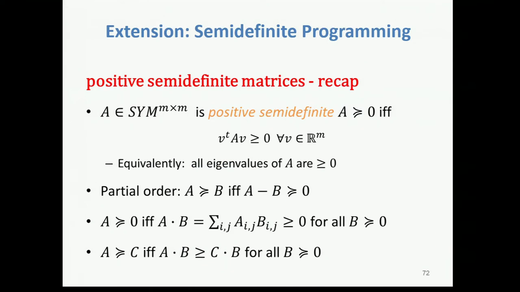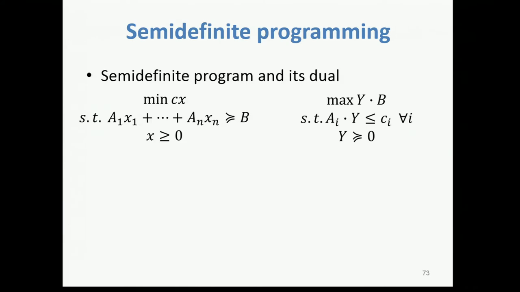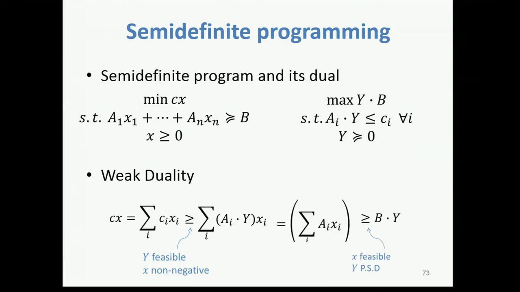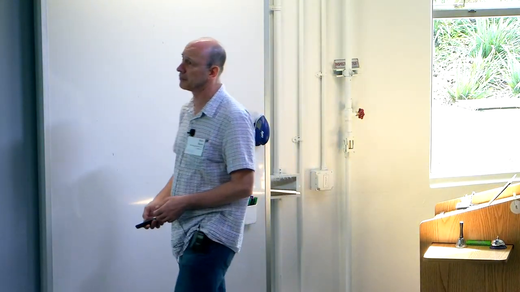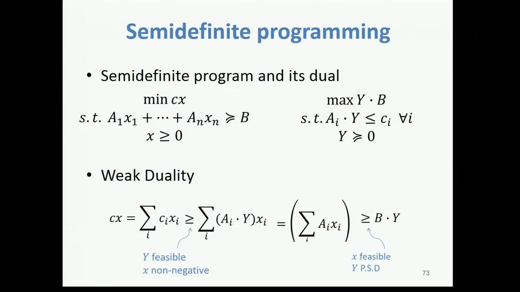I'll just quickly mention another generalization, which is online semi-definite programming. So let's look at this form of semi-definite programming. We have a linear objective function, and we have matrices A1 up to AN with a single constraint. Now this is bigger than or equal with respect to the partial order defined by positive semi-definite matrices, and this is the dual problem, and we have weak duality, very easy to prove.